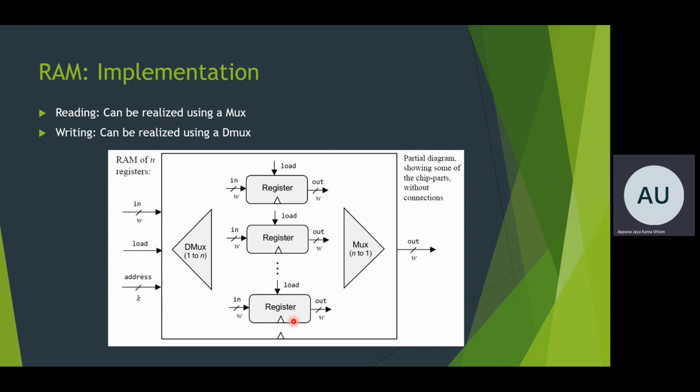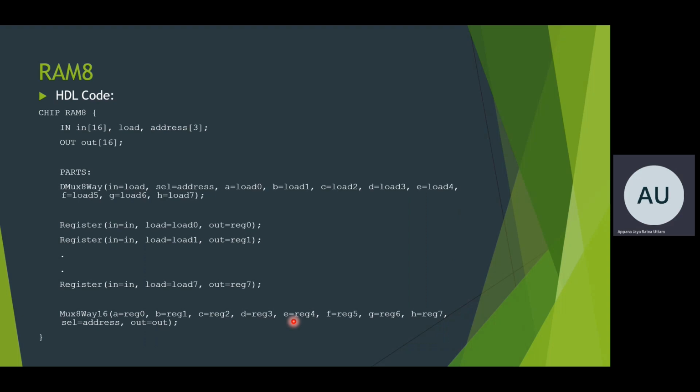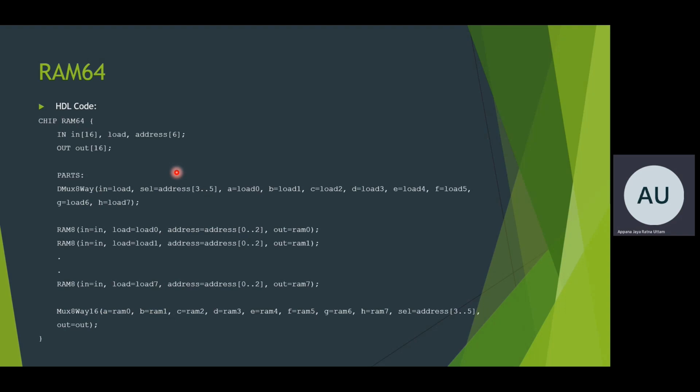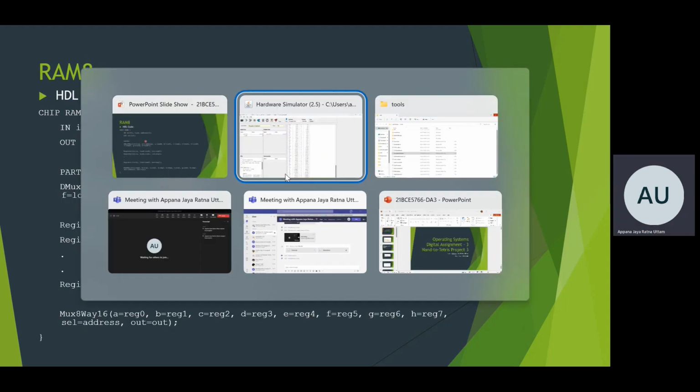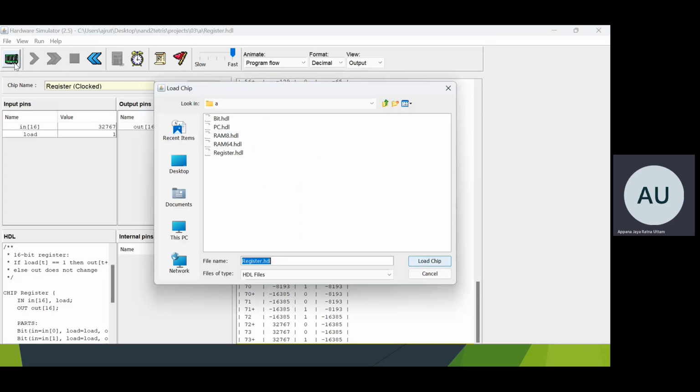And all registers are connected in a parallel way. So in this way, this is the HDL code of chip RAM 8, and we can find the DMux in the starting position, and then all the registers connected, 8 registers connected to form the RAM 8. Before we go to the RAM 64, we will look at the RAM 8 hardware simulation.